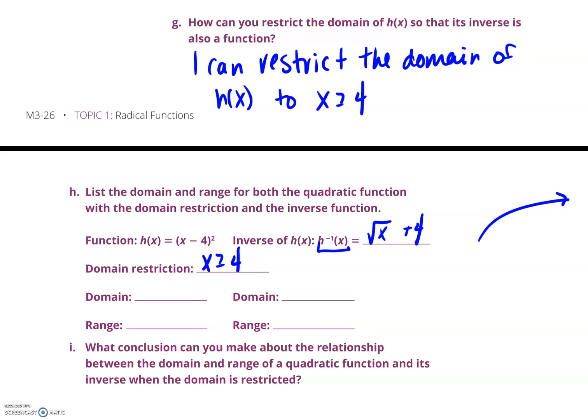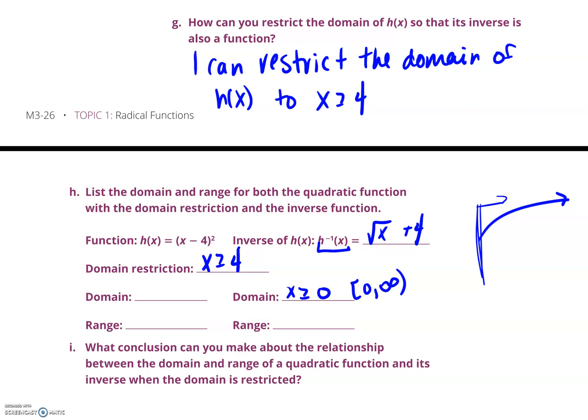So the domain, it's still going to exist from 0 on. Oops, I don't know why I wrote E. So in interval notation, it'd be 0 to infinity.